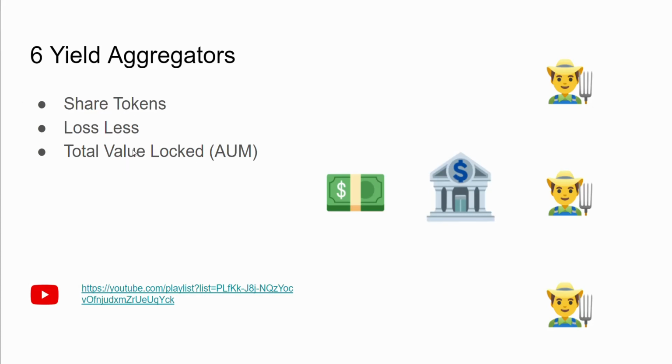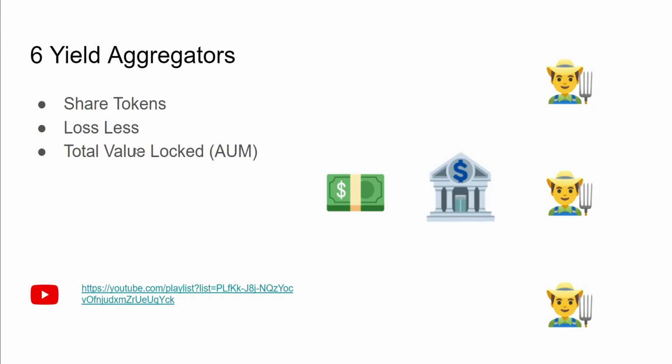Okay, so there's three things you need to understand when you're using a yield aggregator, and that is they will usually give you back a share token. Sometimes they don't, but usually you put in your dollars or your asset, right? And they give you back another token. And that token can be used in other places. You can take it to a DEX, you can take it to different places. You can send that token to your friend, okay? Now, you need that token to get your assets back out.